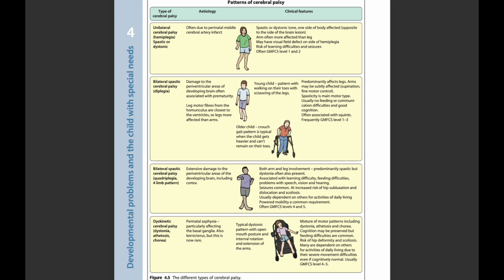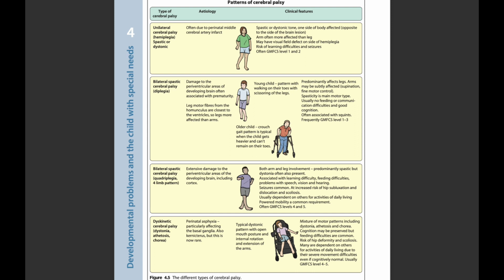Spasticity is the main motor type, usually no feeding or communication difficulties, and good cognition, often associated with squints. Frequently, GMFCS level is 1, 2, 3. Level 1 is walking, which walks without limitations. Level 2 is walks with limitations, and level 3 is walks using a handheld mobility device.